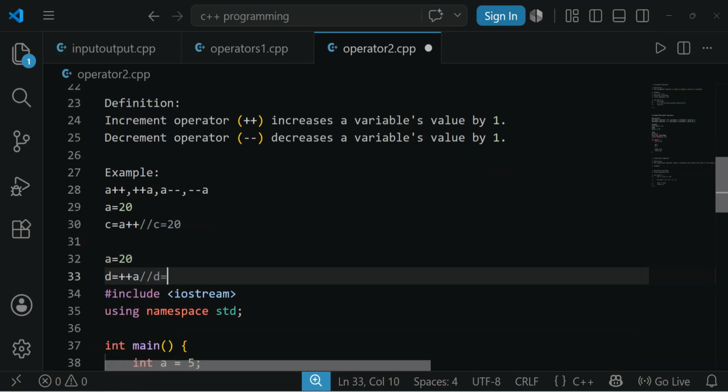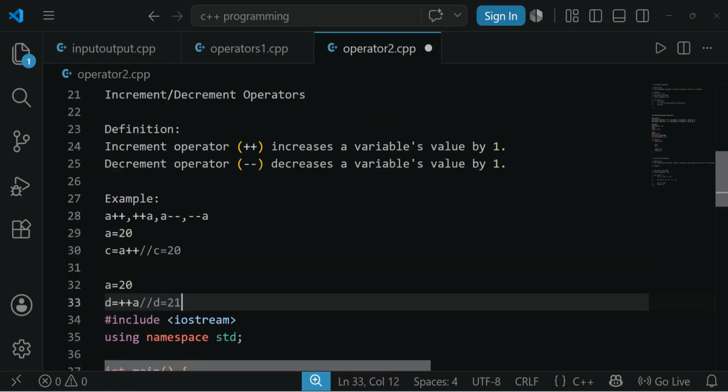Here the d value will be 21. What is the difference over here? Here you can see a is equal to 20, it has been initially declared. c is equal to a++ means the value that is present in a is stored in c before the increment of that particular one.